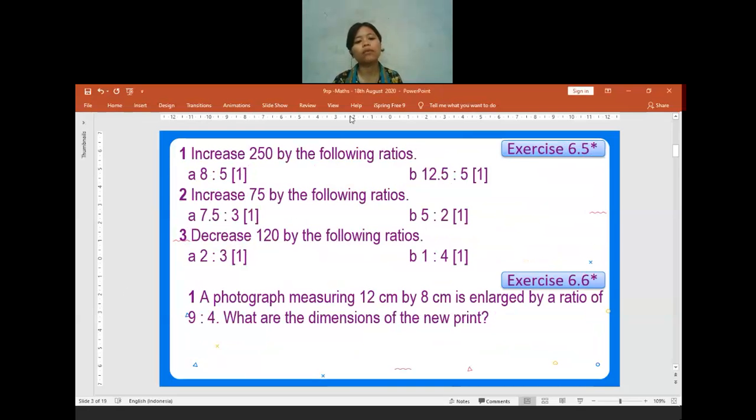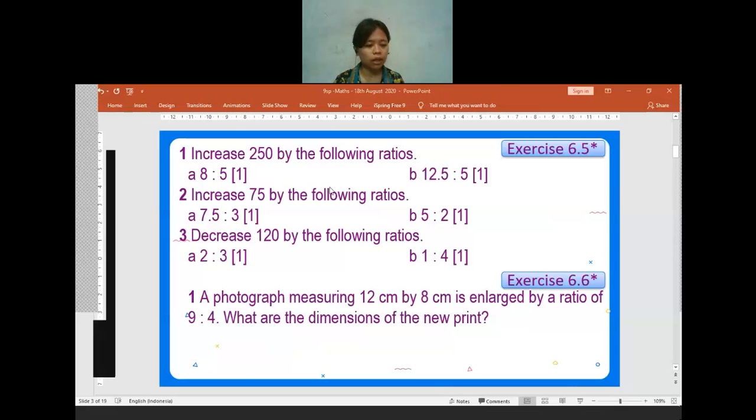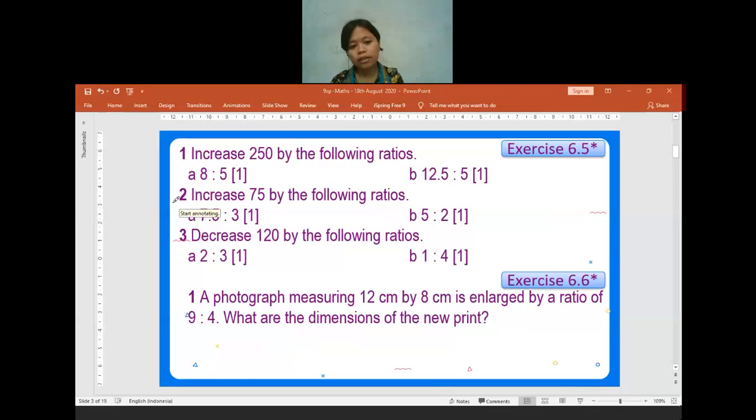So for this one, we already have number 1 to 3. We have to increase or decrease the value with the given ratio. Is there anyone who wants to answer question 1A? Increase 250 by the ratio 8 to 5, sorry. How much will it be for question 1A?